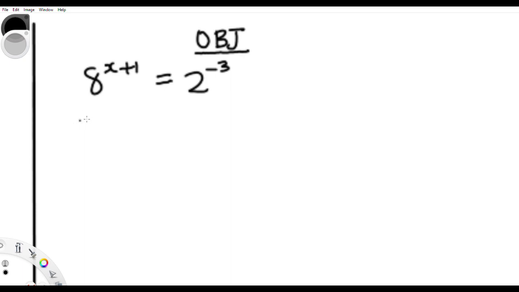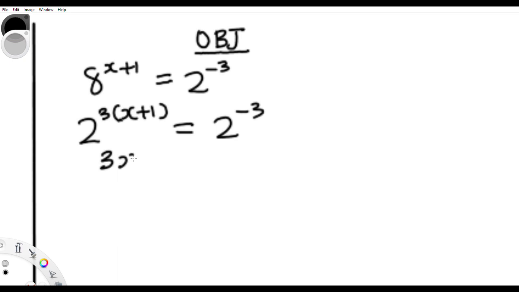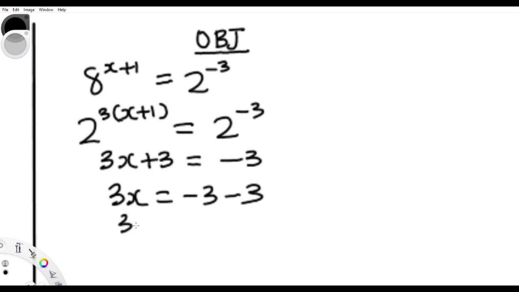Okay, now 2 raised to the power of 3 open bracket x plus 1 equals to 2 raised to the power of minus 3. We've brought them to the same number. Okay, now we have 3x plus 3 equals to minus 3. I've equated their powers and I've opened the bracket at the same time. 3x equals to minus 3 minus 3. 3x equals to minus 6. Then x equals to minus 2.